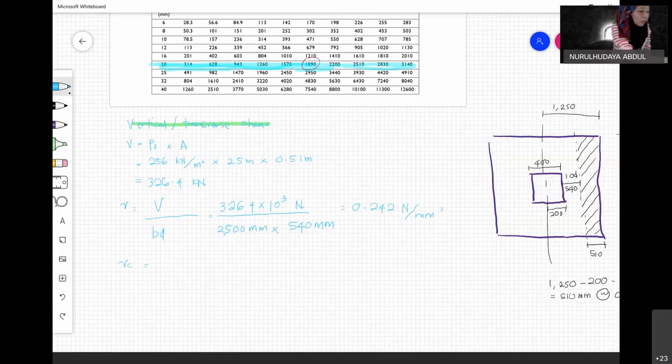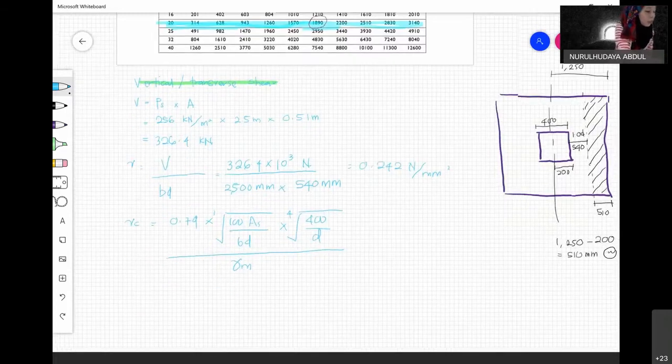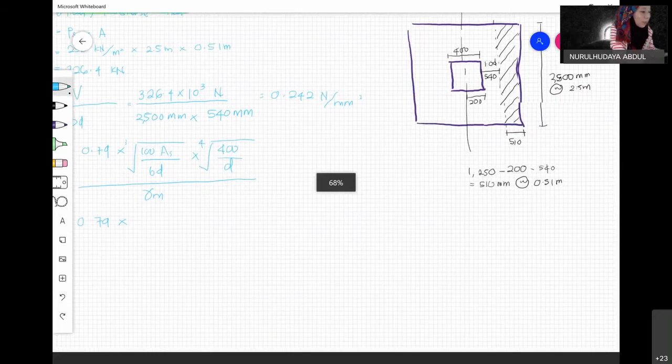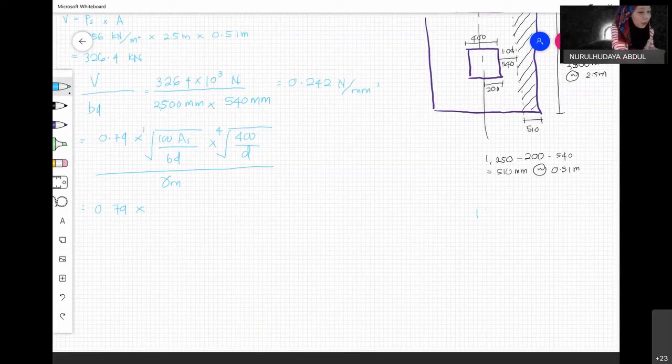Okay, using the same formula again, 100 AS divided by PT, times 400 divided by D. And you can just divide by gamma M. As usual, we can calculate. But this 100 AS divided by D, normally I will do it outside. We calculate it outside. If you want to calculate inside that is fine too, but make sure you calculate correctly.